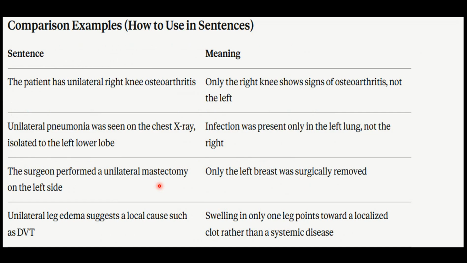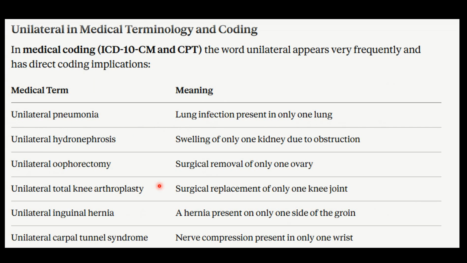Now if we want to see particularly the medical coding related terms, then you can see in medical coding, ICD-10-CM and CPT, the word unilateral appears very frequently and has a direct coding implication. Unilateral pneumonia means lung infection present in only one lung. Unilateral hydronephrosis means swelling only in one kidney due to the obstruction.